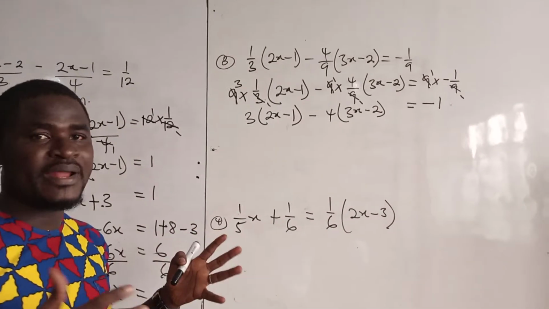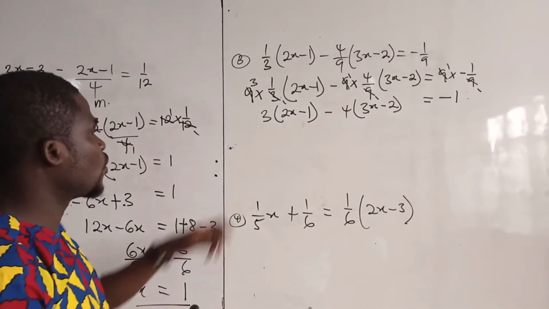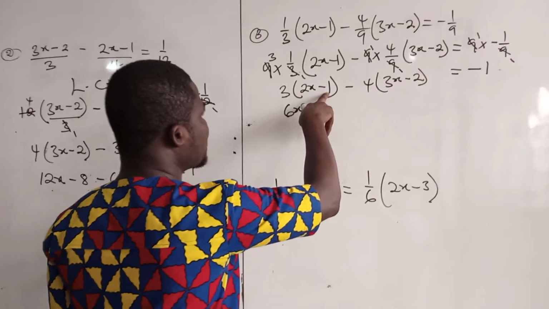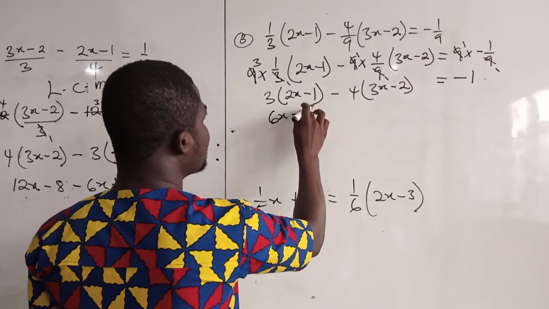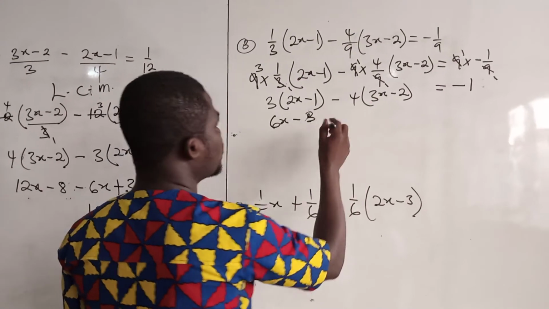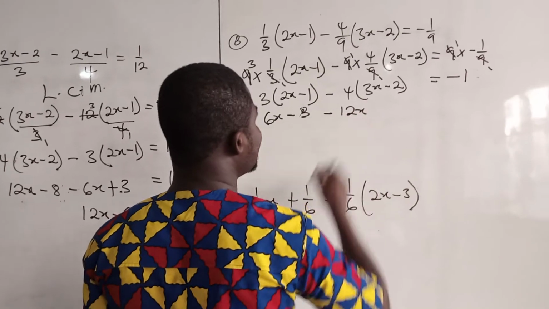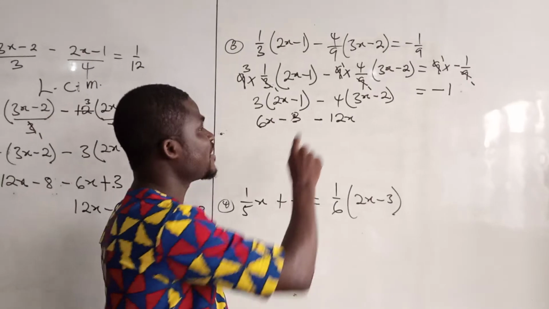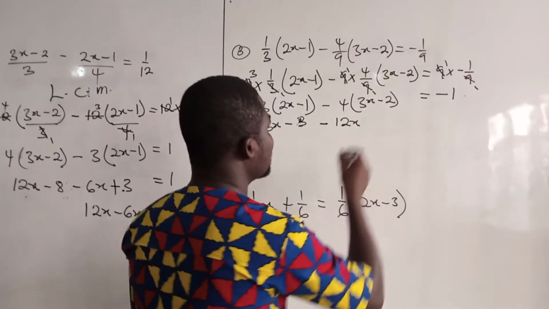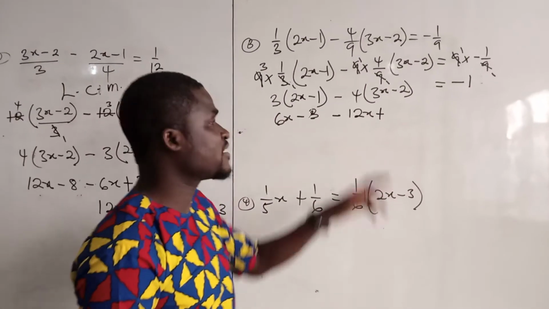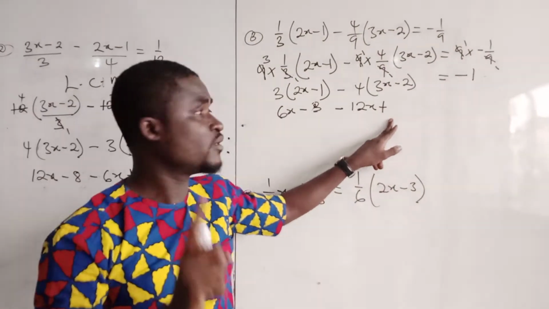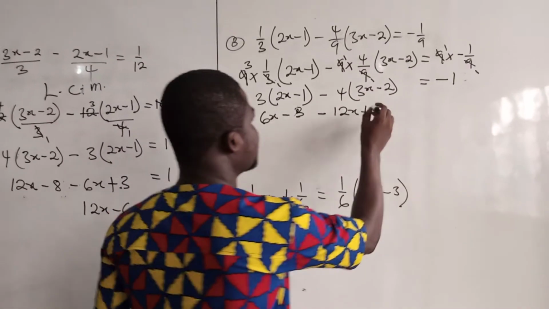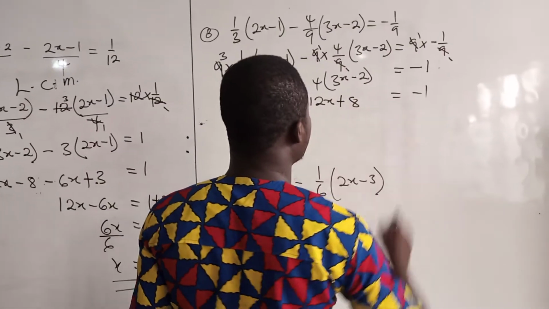Our next step is to remove the brackets. So 3 times 2x will give us 6x. 3 times negative 1 will give us negative 3. Negative 4 times 3x will give us negative 12x. Take notes. I know the reason why I'm stressing this. Negative times negative will give us what? Positive. Most students will go and write negative, which is wrong. So take note. Negative times negative is positive. 4 times 2 will give us 8, equals negative 1.